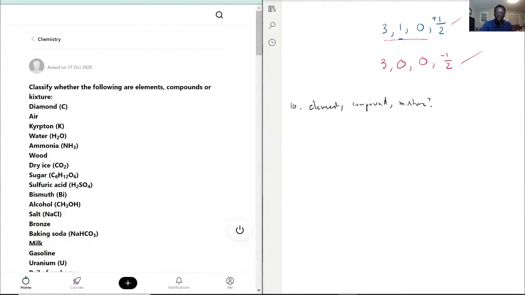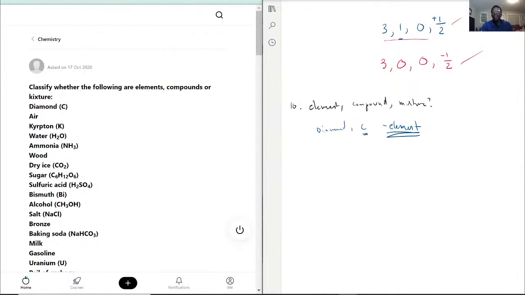Okay, so let's start with diamond. Okay, diamond is composed of carbon. Okay, only carbon. This right here is considered an element. Okay, and that's all you need to know. Diamond is an element because it's only composed of carbons.